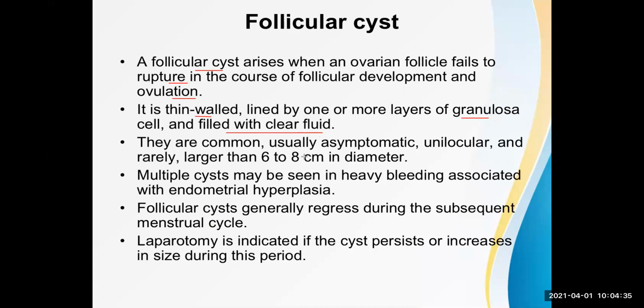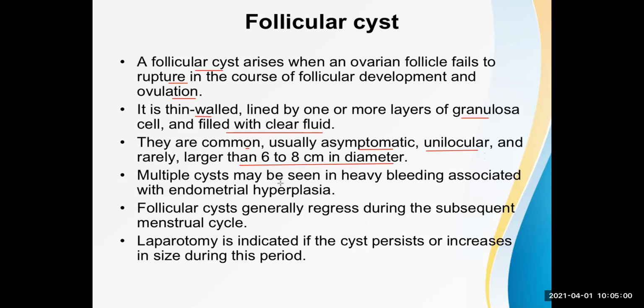They are common, usually asymptomatic, unilocular, and rarely larger than 6 to 8 centimeters in diameter. Unilocular means only one sac is there; they are not septated. That is the meaning. And rarely they are as large as 6 to 8 centimeters. Otherwise, they may be a bit smaller than that.